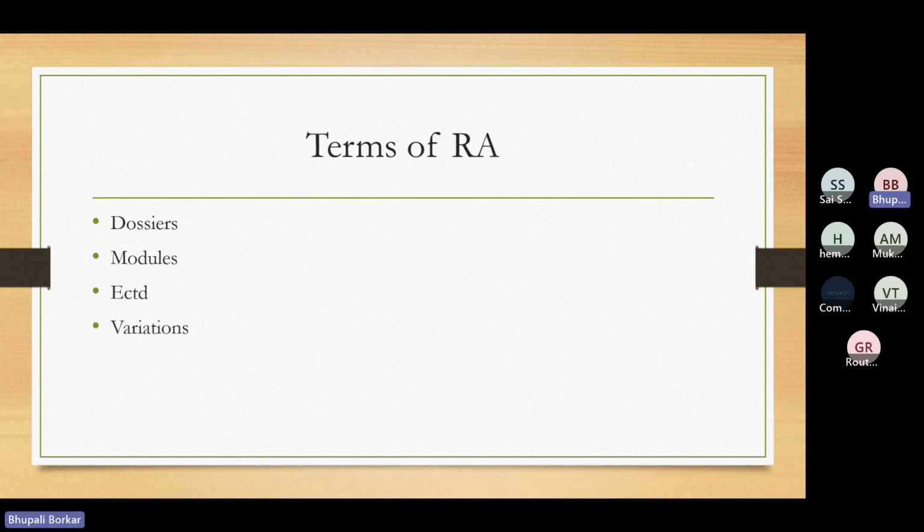Then what we have is variations. So once our dossier is approved, we get a registration into a particular market. Then after that, whatever activities take place are called post-approval activities or post-marketing approval activities.